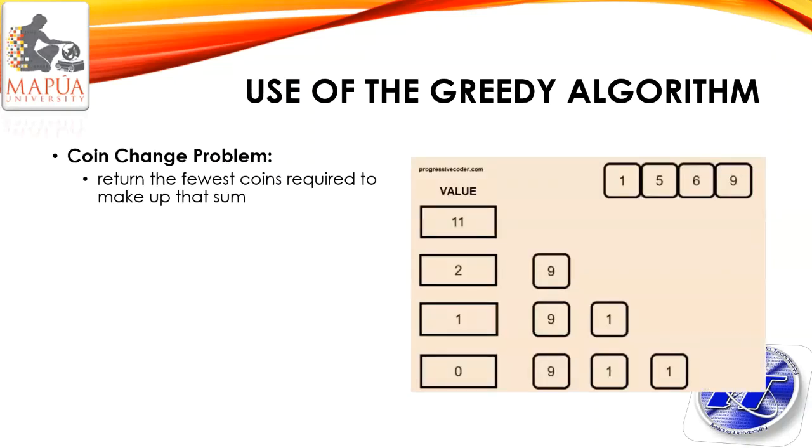Okay, by considering the weight, considering the distance between the nodes. Also, a greedy algorithm could be used in the coin change problem, wherein we look for the least number of coins needed to make up the sum of the change. So in this example, how are we going to get 11 from these coins, 1, 5, 6, 9? There are lots of combinations, but we're going to get the least number of coins to get 11.